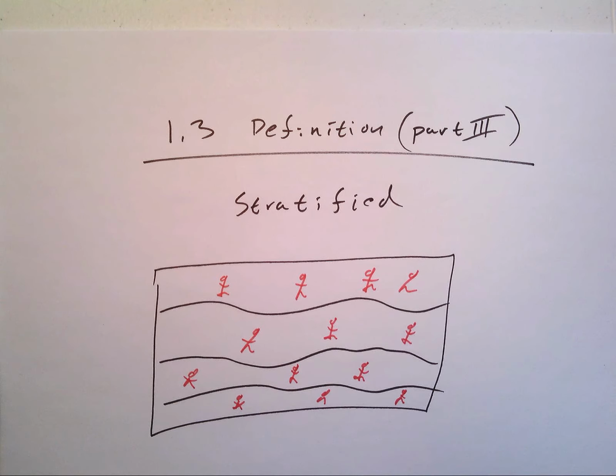Alright, 1.3 definitions part 3. This time we're going to look at stratified sampling. Now, stratified, from the same root word that you get strata from, think about on the beach and you have different lines, different colors of dirt along the crest, right? So those are different strata, right? So that's a separation within things.